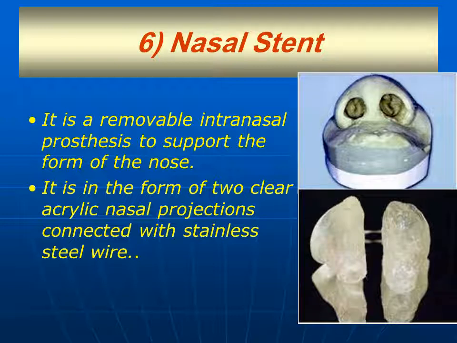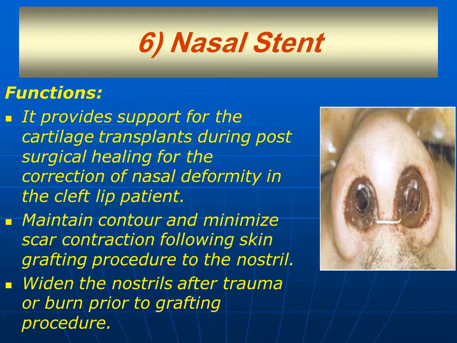Another type of these stents is the nasal stent. The nasal stent is a removable intranasal prosthesis which is used to support the form of the nose. It is in the form of 2 clear acrylic nasal projections connected together with stainless steel wire. Function. It provides support for the cartilage transplant during post-surgical healing for the correction of nasal deformity in cleft lip patients.